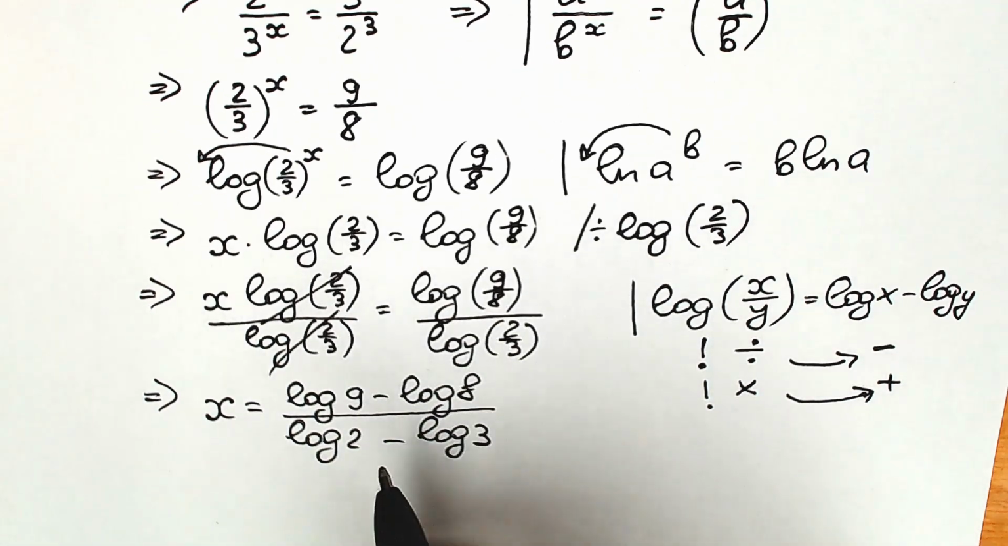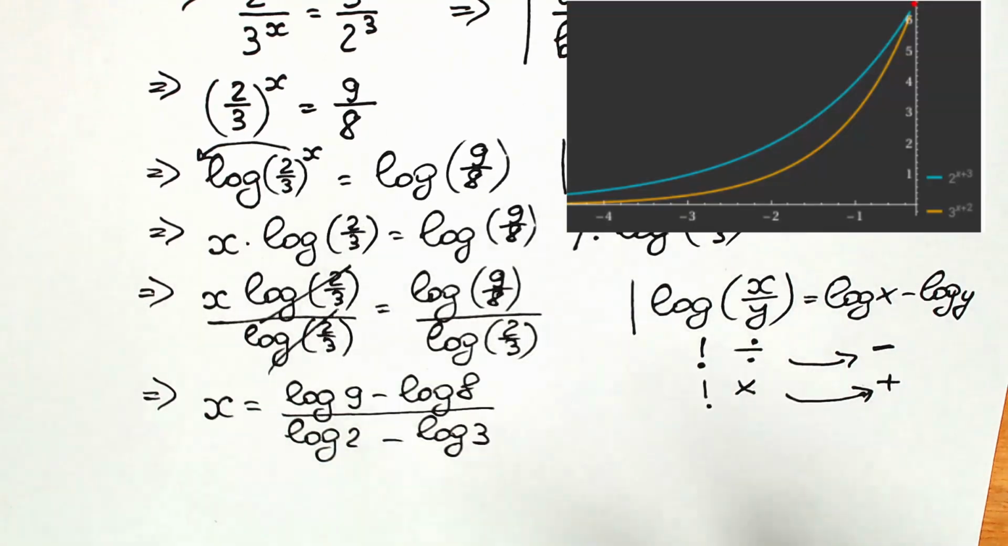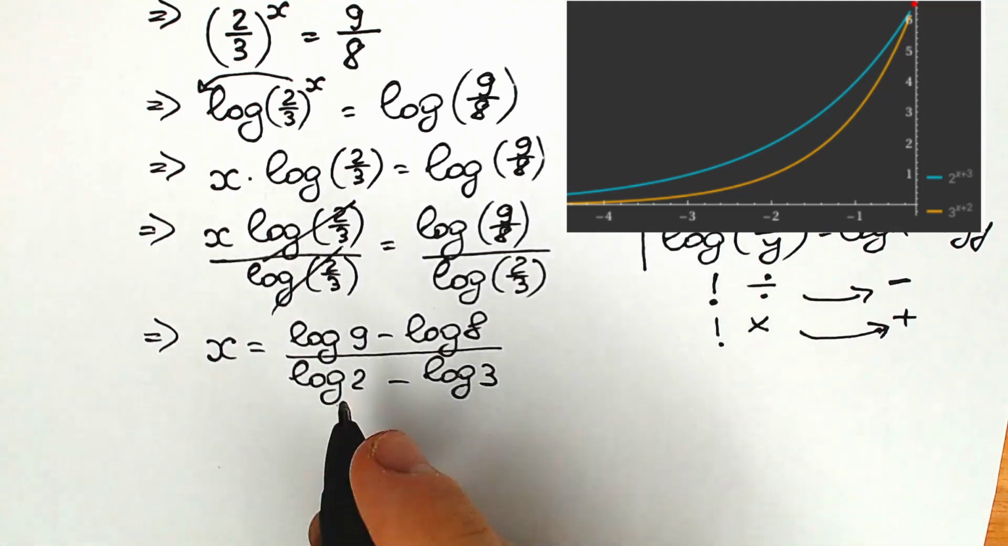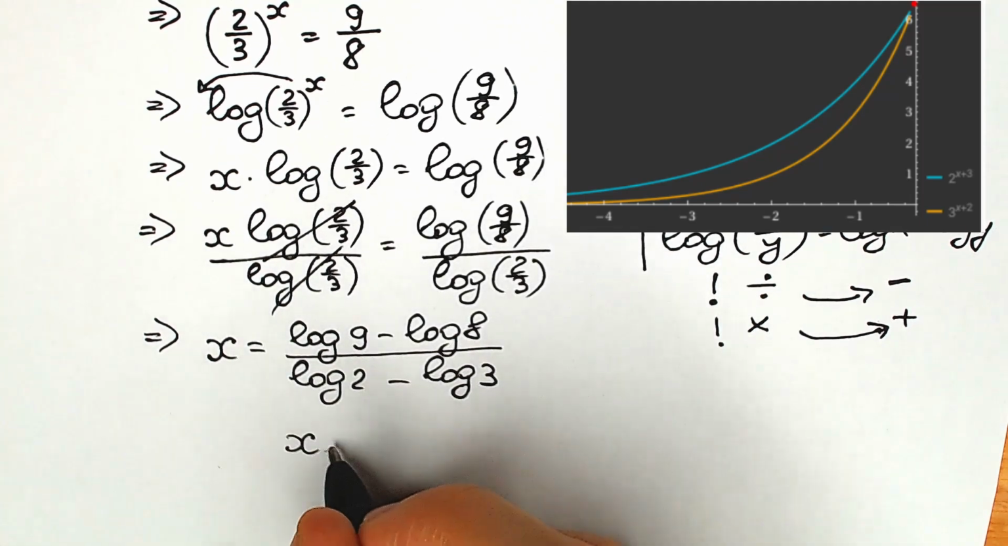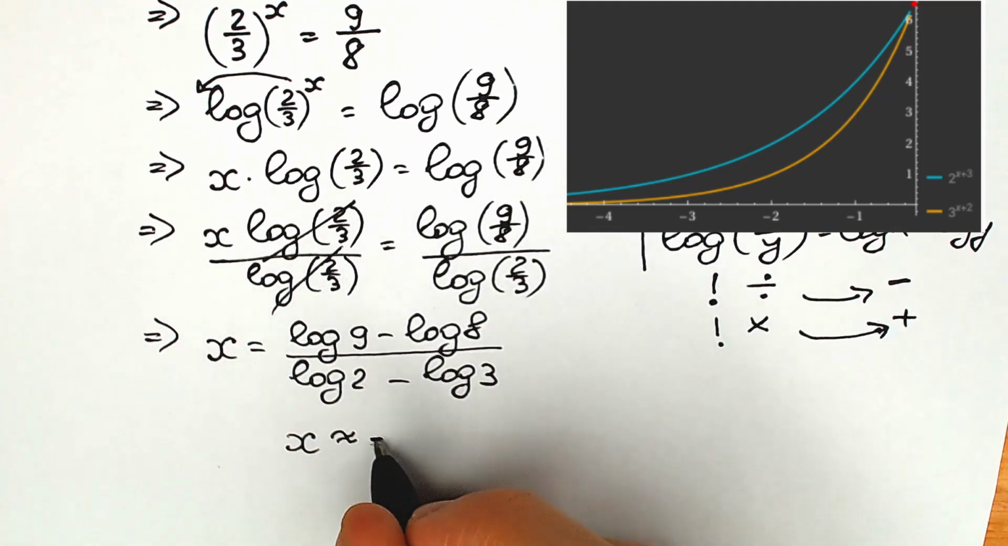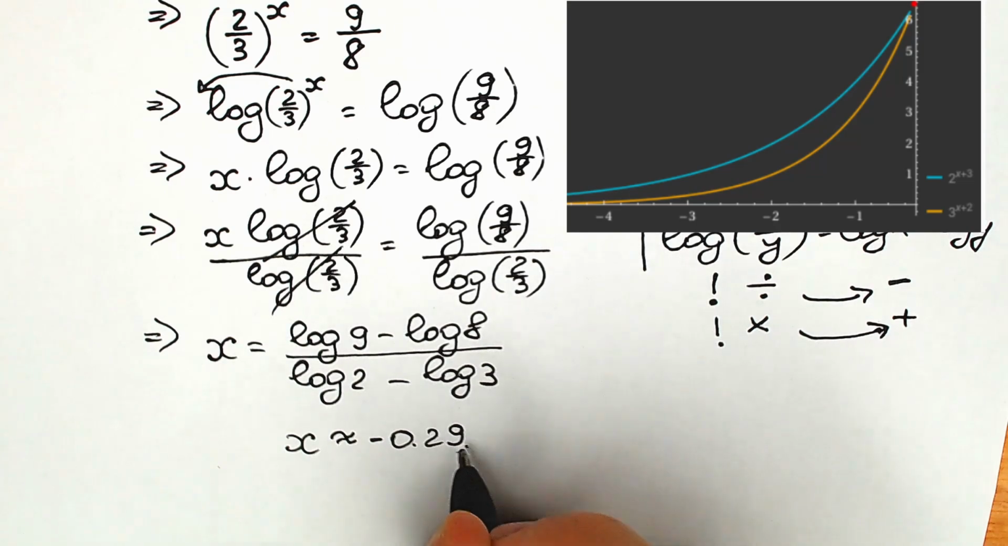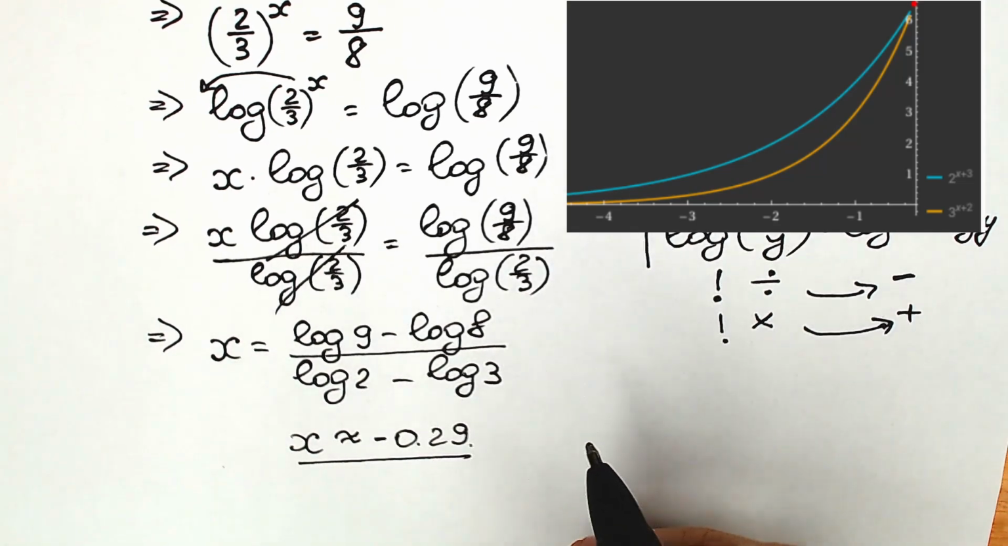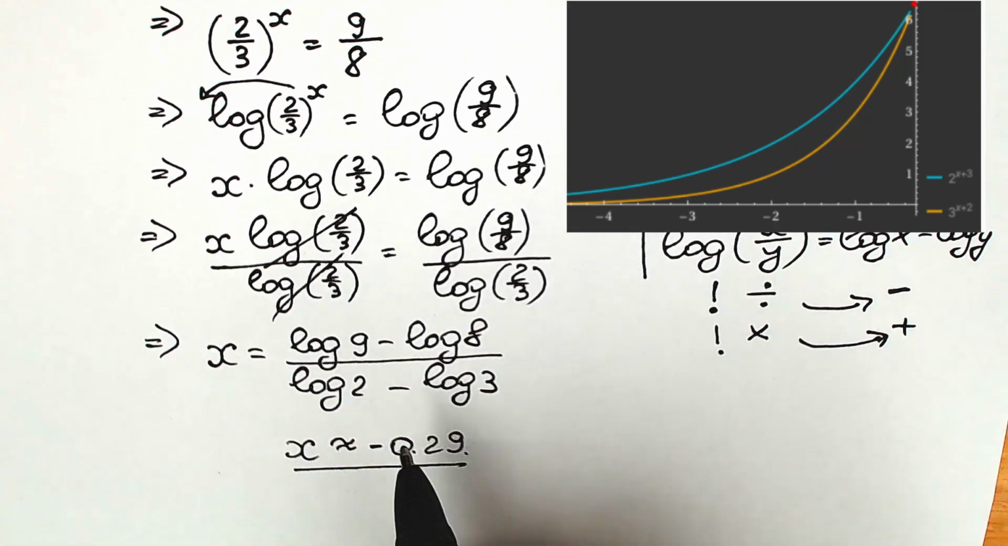This is absolutely enough for you when you're, for example, sitting in your exam, because you're not allowed to use a calculator. But maybe you want to see this approximate value. I found it for you. So x is approximately equal to minus 0.29, and it looks like we have a negative answer because of this denominator, I guess.